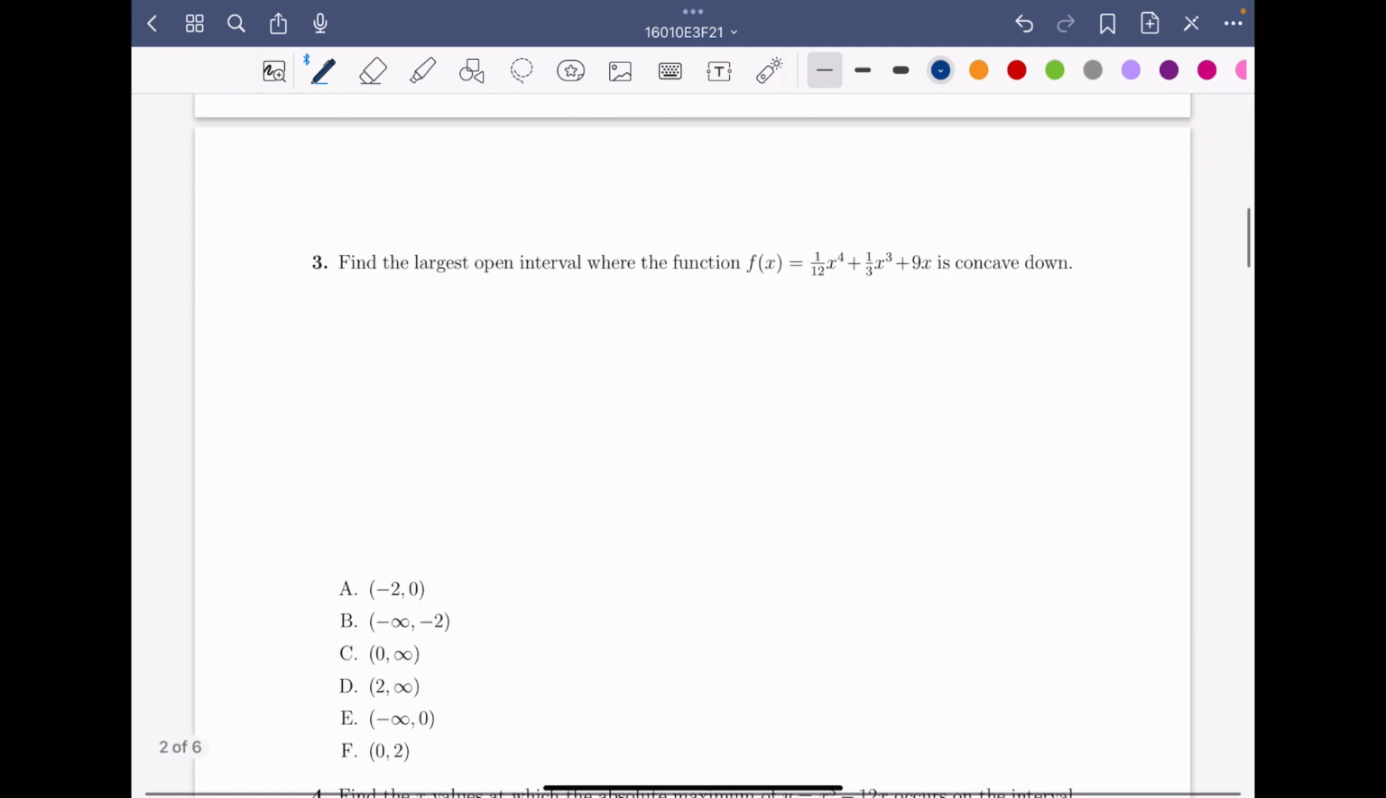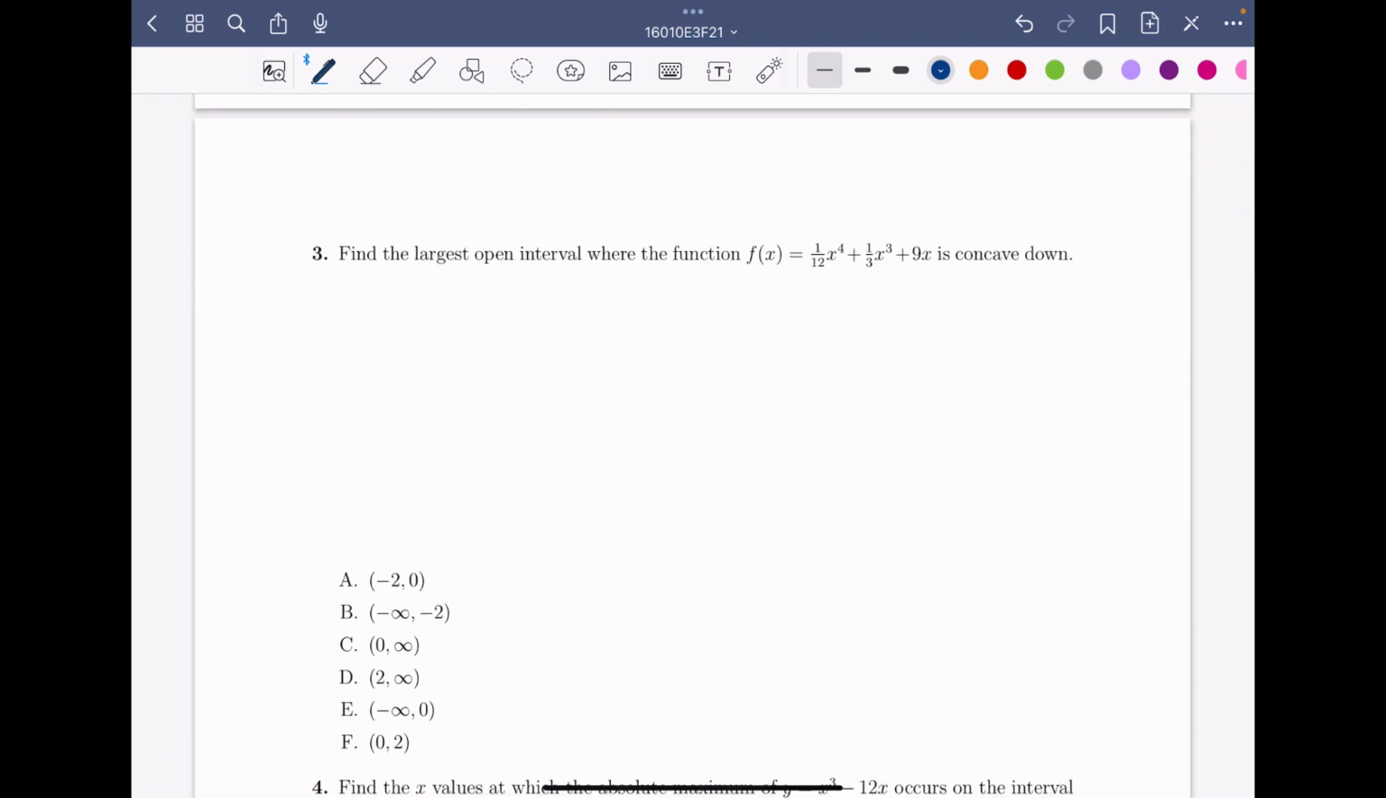Number 3, find the largest open interval where the function f of x equals 1/12 x to the fourth plus 1/3 x cubed plus 9x is concave down. So when we're looking for concavity, we want to find inflection points. Similar to the first question, inflection points occur where the second derivative equals 0. So let's go ahead and start by finding the first and second derivatives.